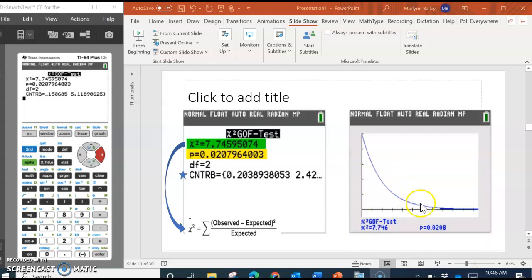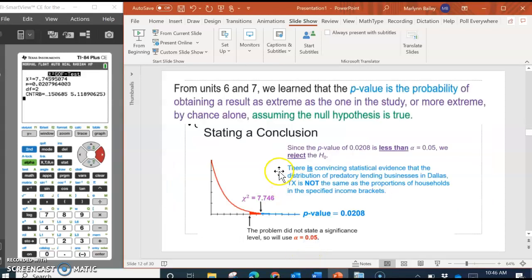T. So notice our degrees of freedom is really small, so it's not flattening out much. It's not looking bell shaped at all. So this is what it looks like here. So now we can go ahead and make a decision. Click that. So notice our p-value is really small.